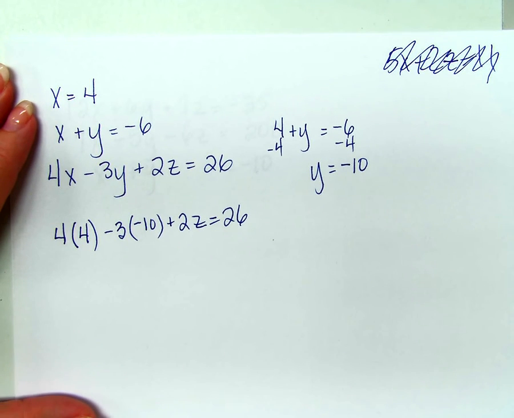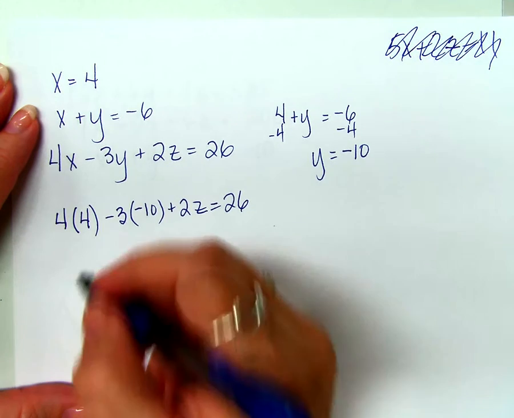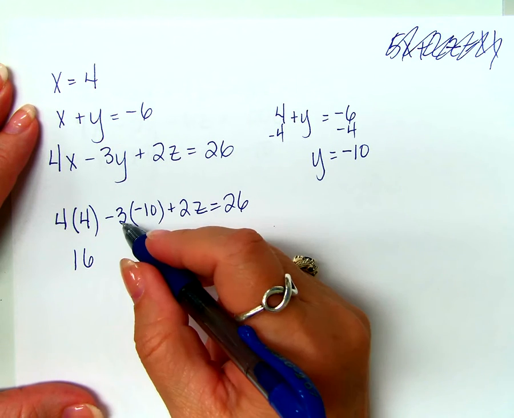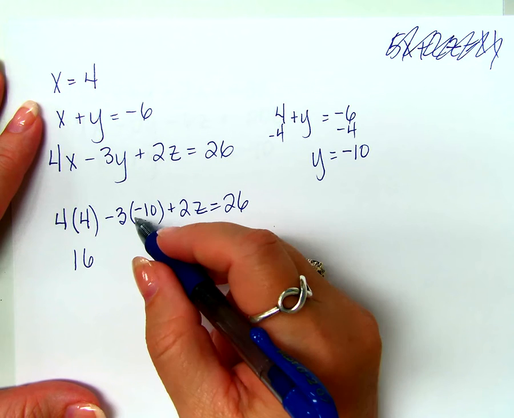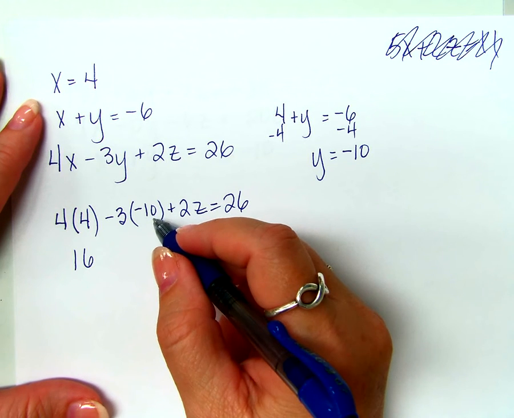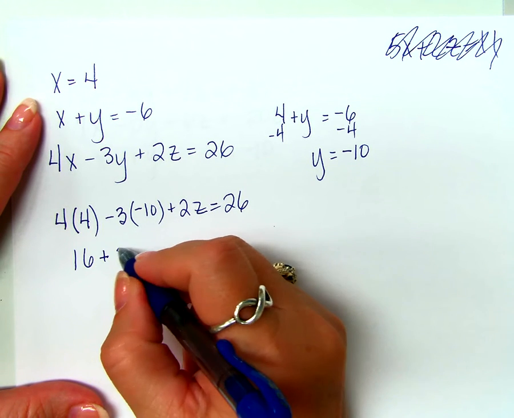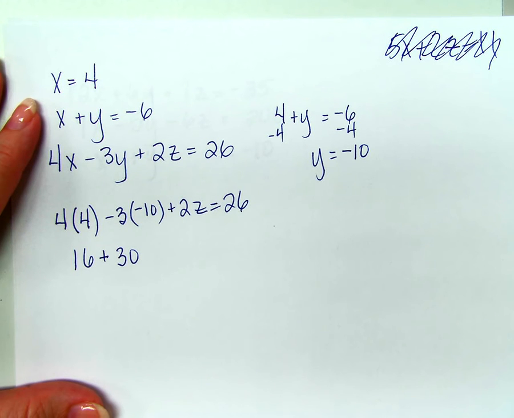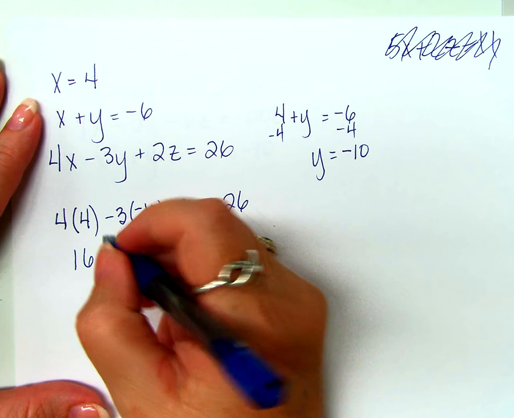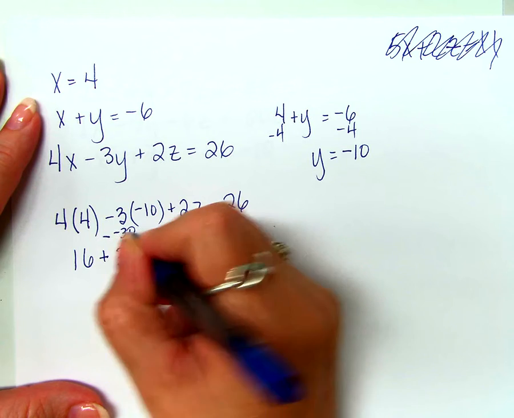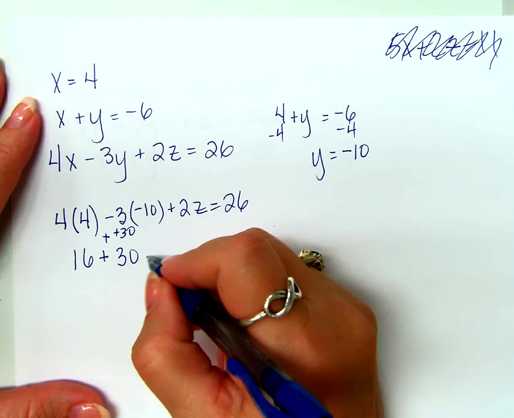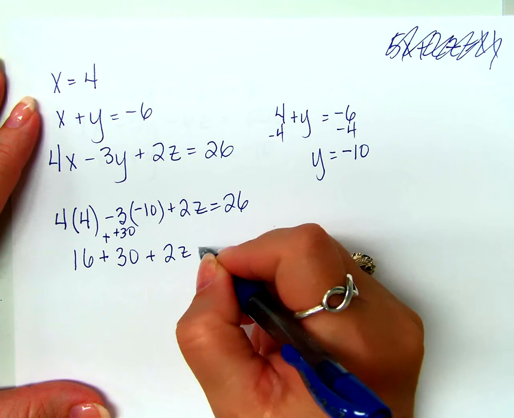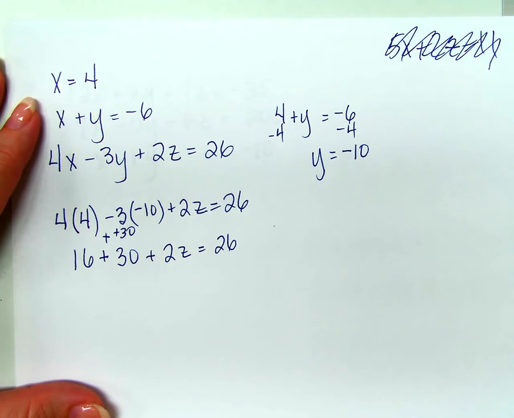Well, 4 times 4 is 16. How do you want to look at this? Is this negative 3 times negative 10? Or is it 3 times negative 10? Okay, so if we do that, we get 30. So for the record, does it matter? If we would have done minus a negative 30, wouldn't that still be plus 30? Okay, good. All right, then plus 2z equals 26.